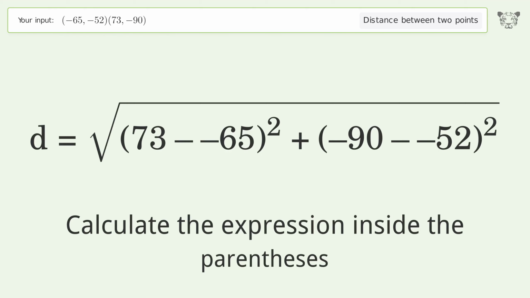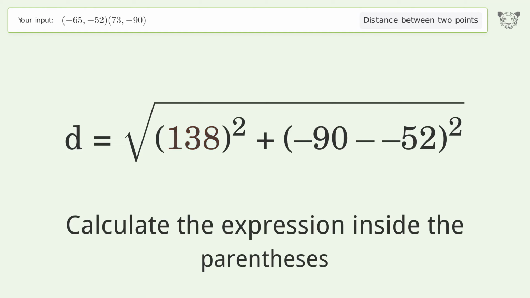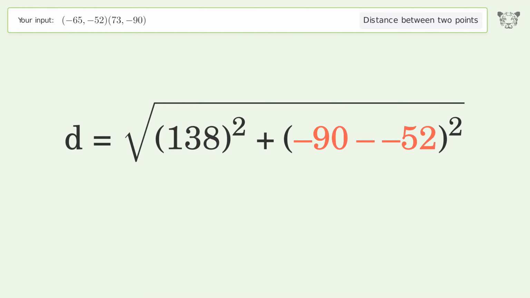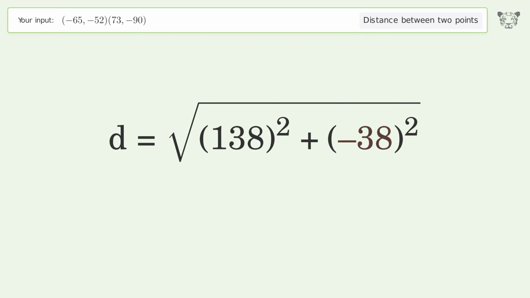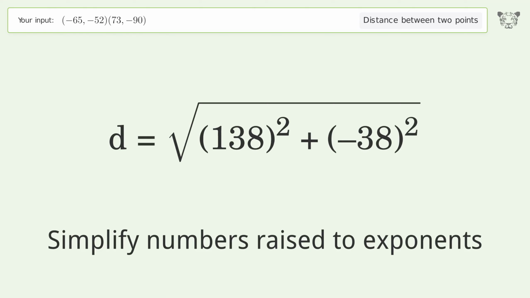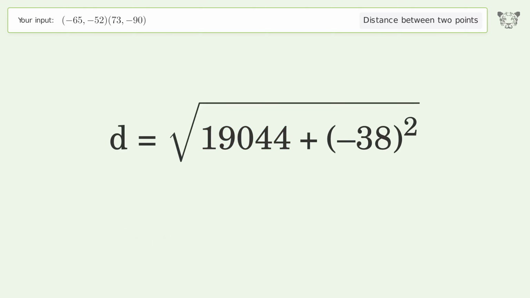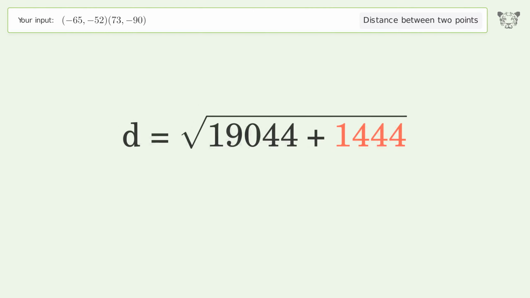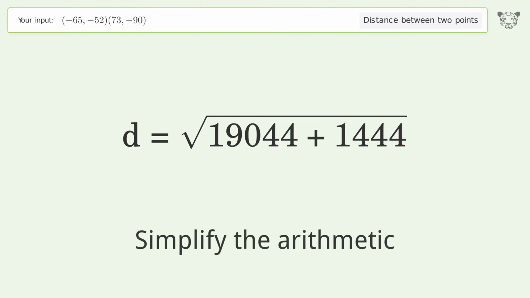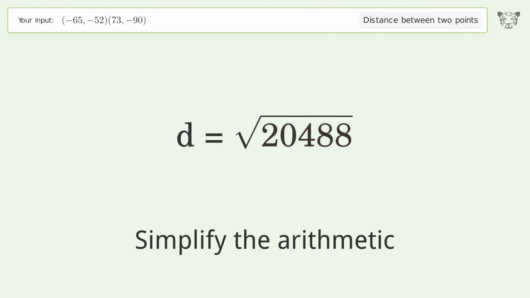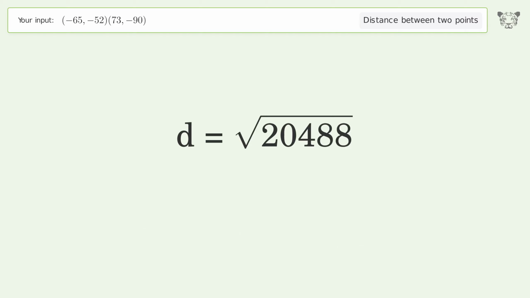Calculate the expression inside the parentheses. Simplify numbers raised to exponents. Simplify the arithmetic. And so the distance between the 2 points is the square root of 20,488, or 143.136.